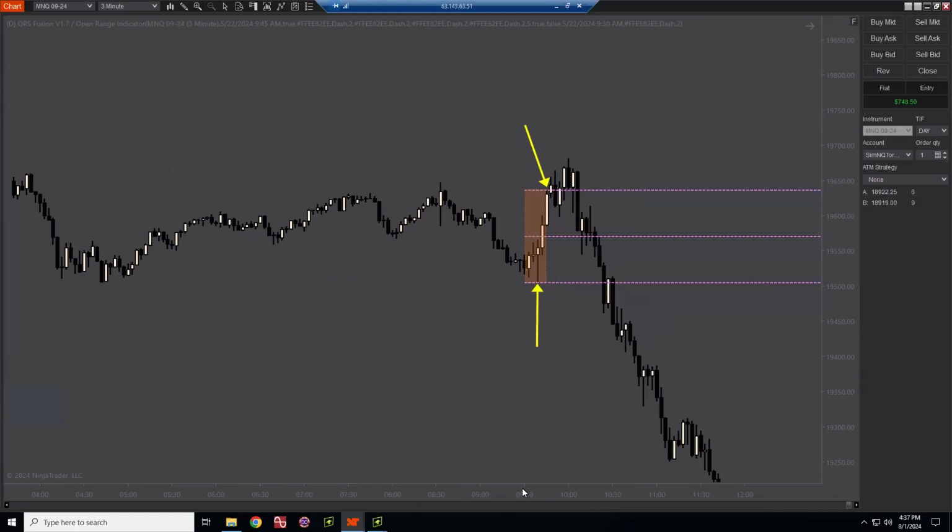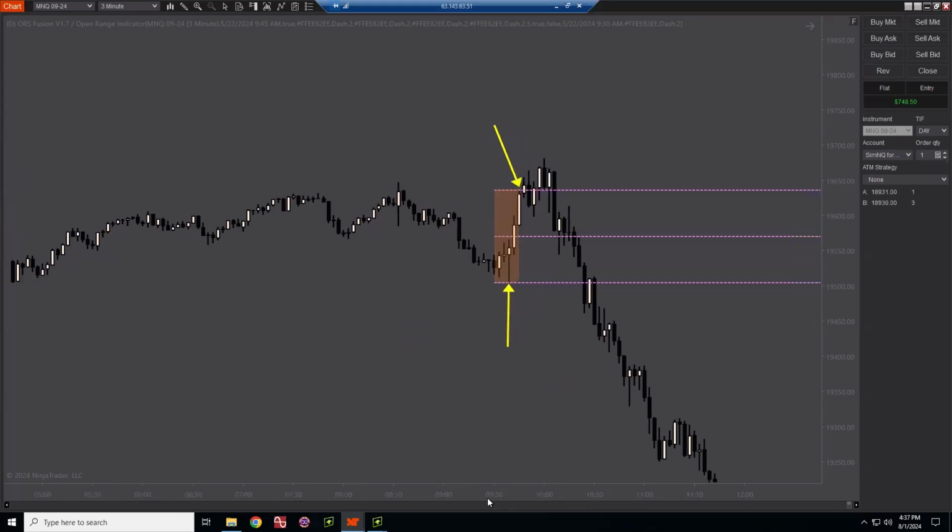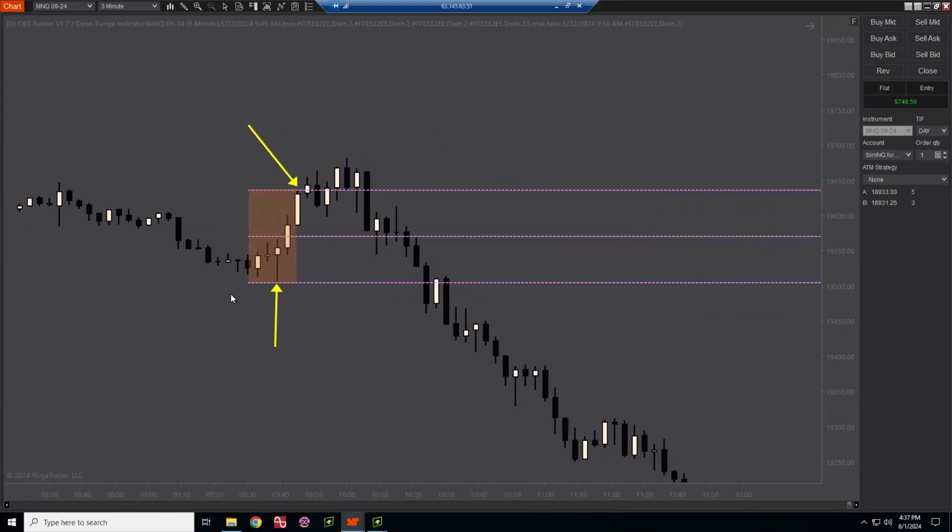But after reading that book multiple times, it became more and more apparent to me that I needed a completely objectified edge. No input of my own. Basically a 100% rule-following strategy. So that's what this does for me. We've got the high and the low in the first 15 minutes.